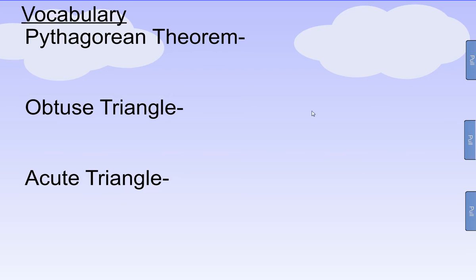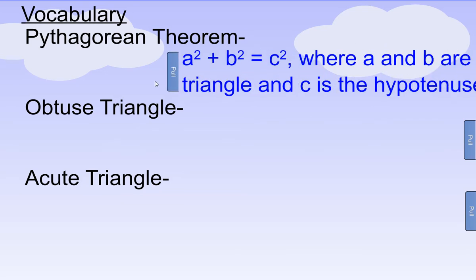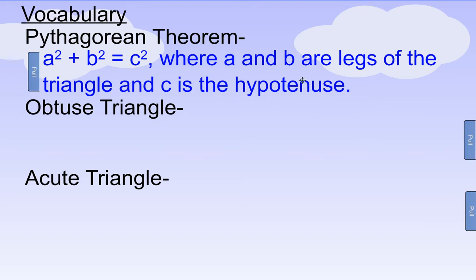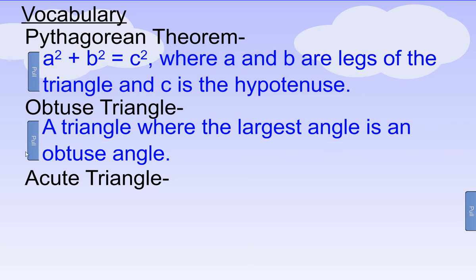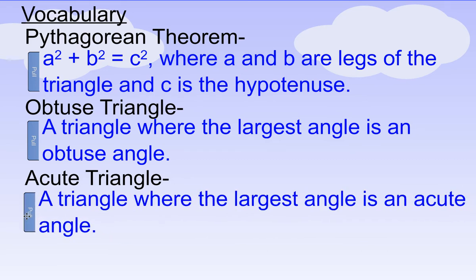So we've got three vocabulary words here. We've got Pythagorean theorem, which we should know at this point. A squared plus b squared is c squared, where a and b are the legs, c is the hypotenuse. An obtuse and an acute triangle are two old vocabulary words. An obtuse triangle is a triangle where the largest angle is an obtuse angle, and an acute triangle is a triangle where the largest angle is an acute angle. And for those who don't remember, obtuse is bigger than 90, acute is less than 90, and obviously a right angle is equal to 90.